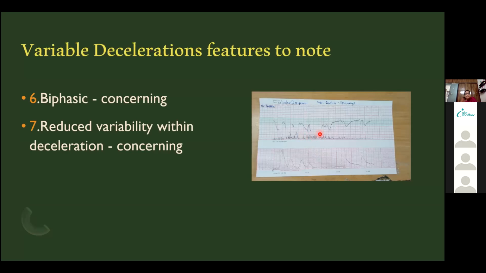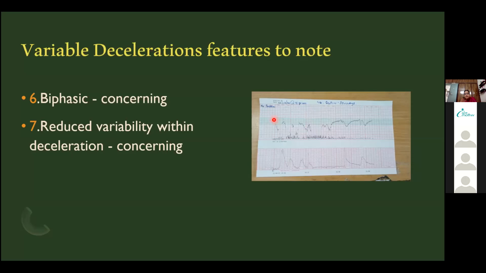Then the shape of the deceleration. You take this patient, it is W shaped. If the deceleration came, touched the baseline, and again went down, this is called biphasic or W-shaped deceleration. That is abnormal. And in the deceleration also, there should be variability. It should be serrated, something like a sawtooth. If the deceleration curve is smooth, again it is a concerning feature.